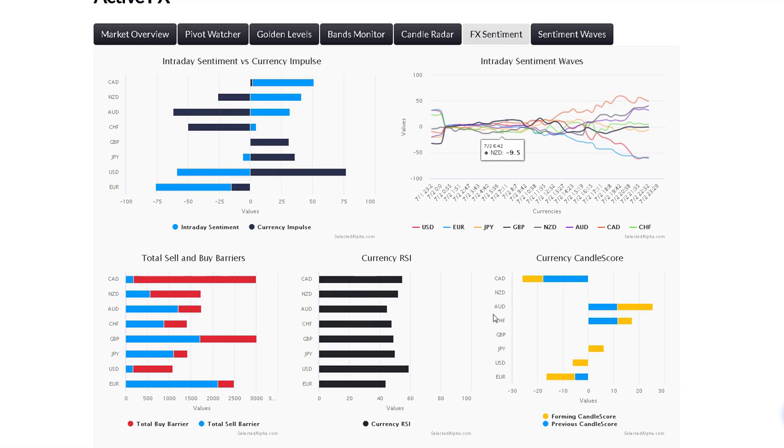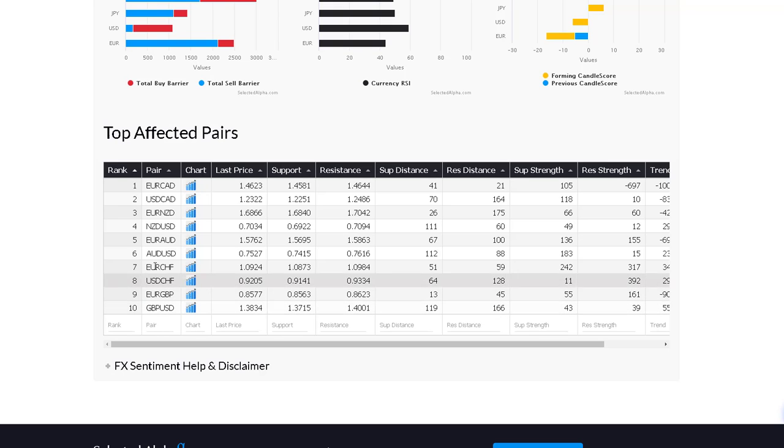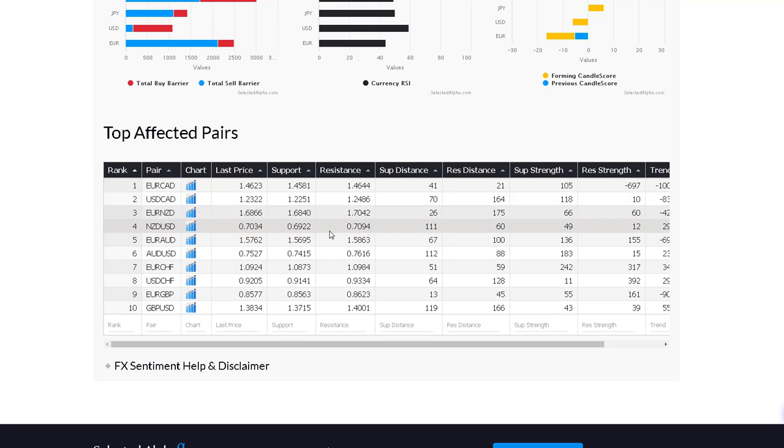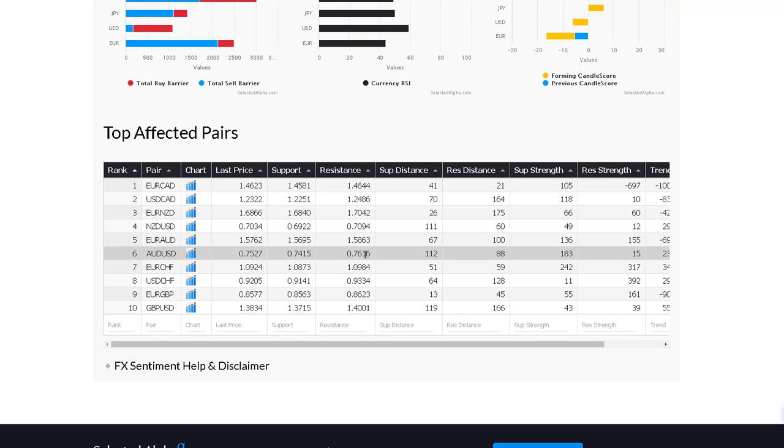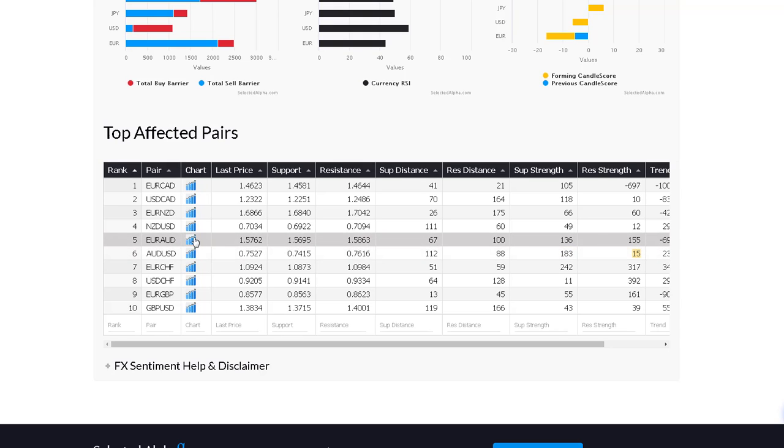Top affected pairs. This table lists the top 10 affected pairs selected by our intraday sentiment ranking algorithm. You will see that for each of the pairs the table shows the nearby support and resistance levels, calculates the distance to these levels in pips, and shows their strength. These levels can be used as the intraday take-profit targets when trading in line with the strong sentiment waves.